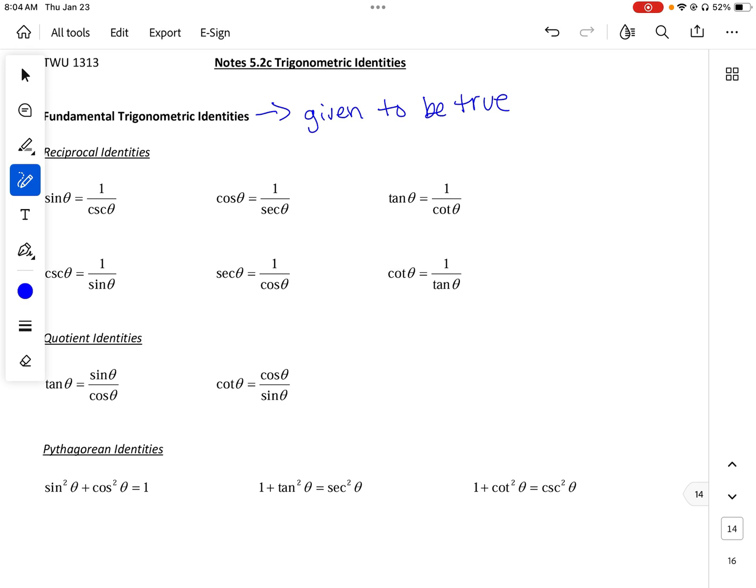So here are the basic trig ratios, the reciprocal identities. So sine is 1 over cosecant, cosine is 1 over secant, tan is 1 over cotan. And remember, we used these whenever we were doing the calculator applications. And then cosecant is 1 over sine, secant is 1 over cosine, cotan is 1 over tan.